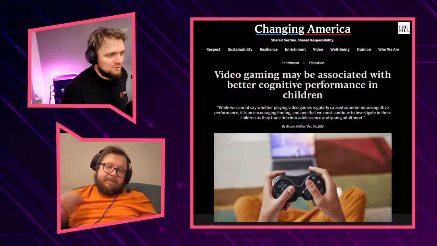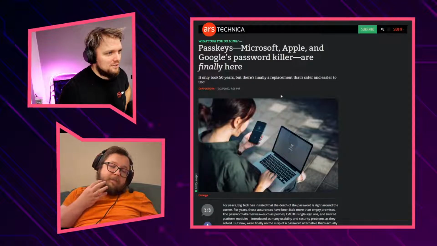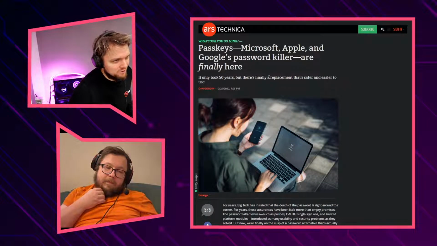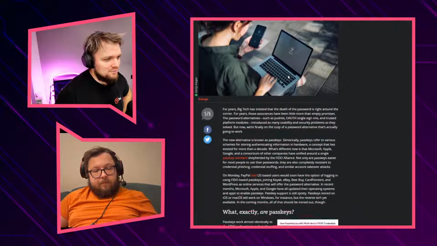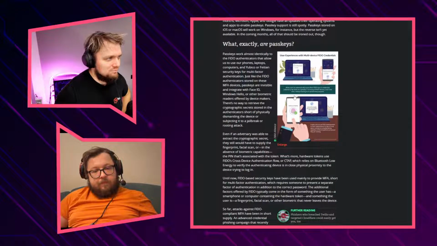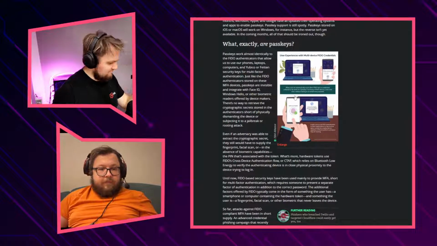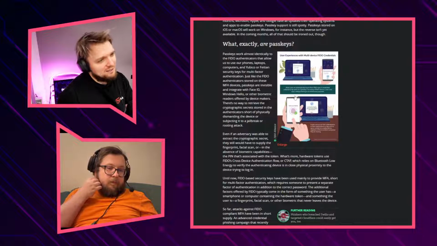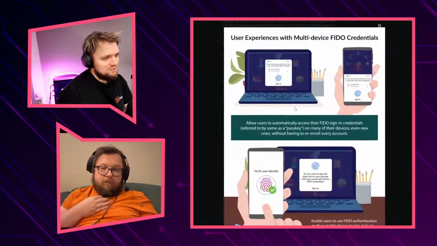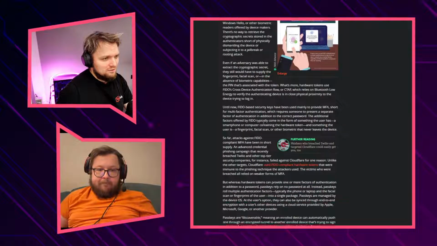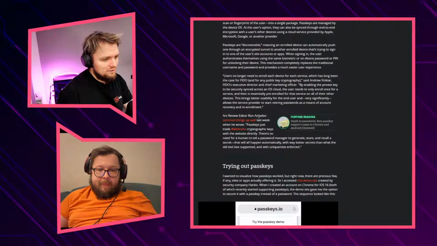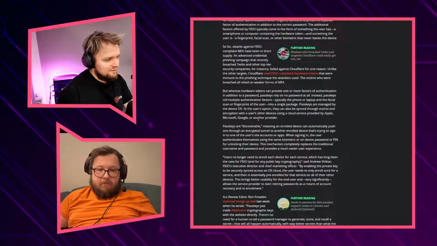Okay, yeah, feel good story. Let's move on to passkeys are coming, by the way. Microsoft, Apple, and Google are trying to roll out passkeys. So basically, technically like two-factor, but you're just confirming your identity with a phone. They're trying to make this a thing.